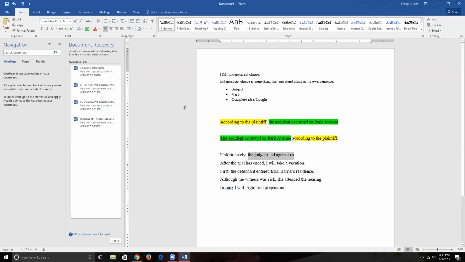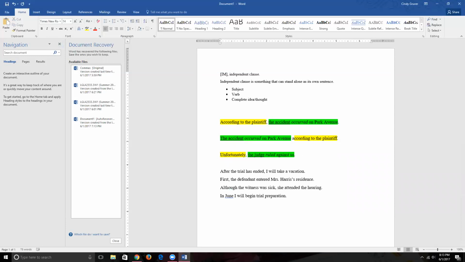And you can see that we have, let me go ahead and put this in green because this is our main clause and this is our introductory material. And you can see we do have an independent clause because it is all the things a sentence needs. We have the subject, the judge, we have the verb, ruled, and it does express a complete thought. The judge ruled against us. We don't have to have the unfortunately for the meaning to be clear. The judge ruled against us. We don't like it, but that's not a big surprise. I mean, obviously it's rare that you would like the judge ruling against you.